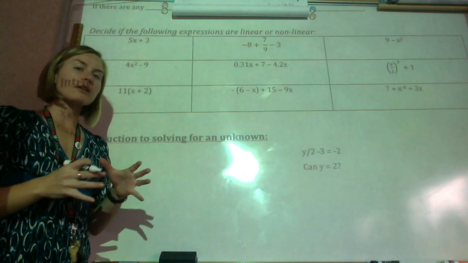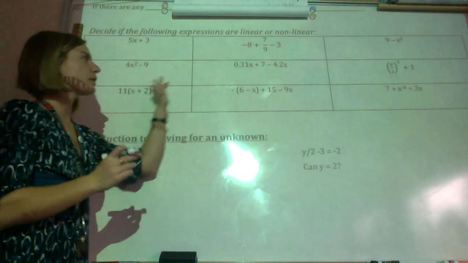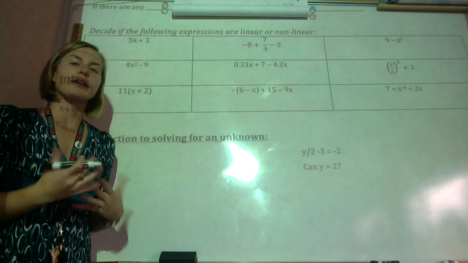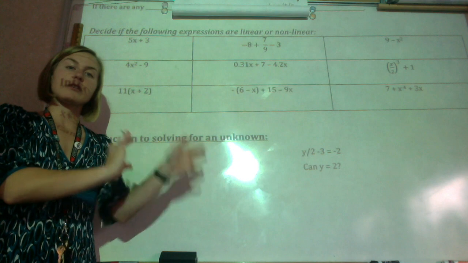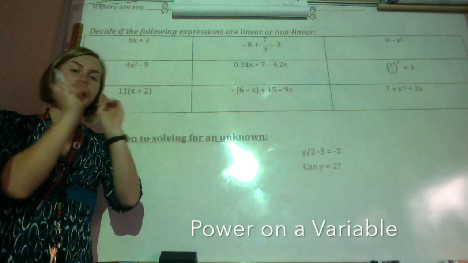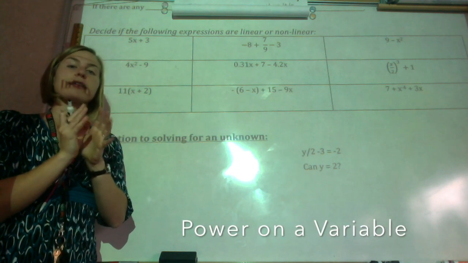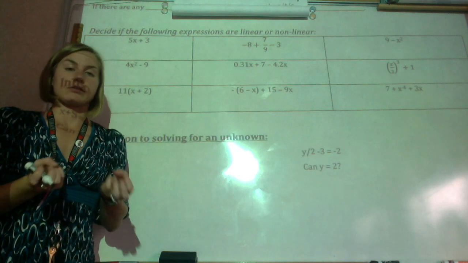Okay, so again, even though some of these might look really confusing to you and you don't know what to do with them, that's not what matters right now. We're not trying to solve anything. We're just going to say if they're linear or nonlinear. So if there is a power involved or a square root or something like that, then it's nonlinear. And then everything else is linear.